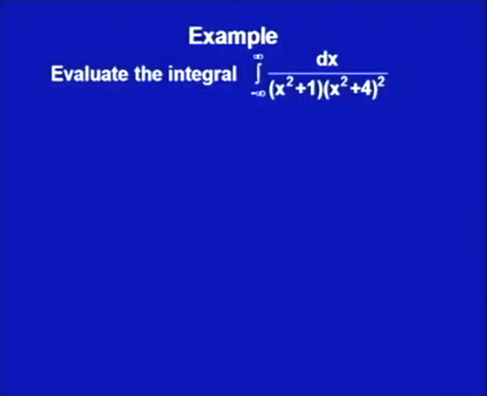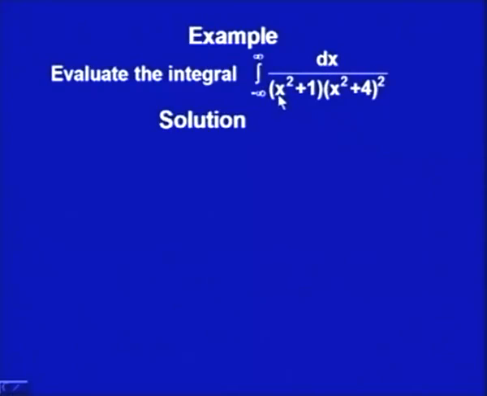Evaluate the integral from minus infinity to plus infinity of dx upon (x square plus 1) into (x square plus 4) whole square. Now, we see this function. First, this integral is an improper integral. Second, the function, 1 upon (x square plus 1) into (x square plus 4) whole square, is a rational function, where the numerator is 1 and the denominator is a polynomial of degree 6.